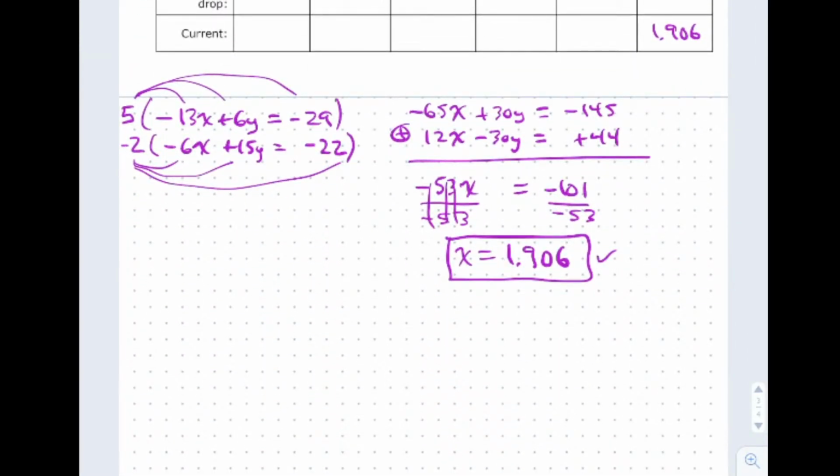So stick this into any one of the equations. I'm going to put it into equation 1. So let's see now here. I got negative 13 times x, which is 1.906, plus 6y equals negative 29. So what is that? Negative 13 times 1.906 is negative 24.778, plus 6y equals negative 29. So you have to add this on both sides.